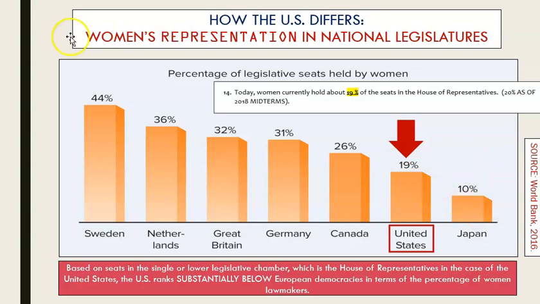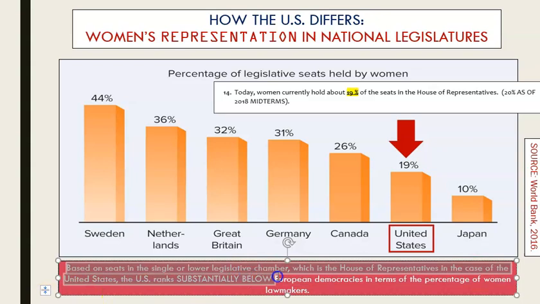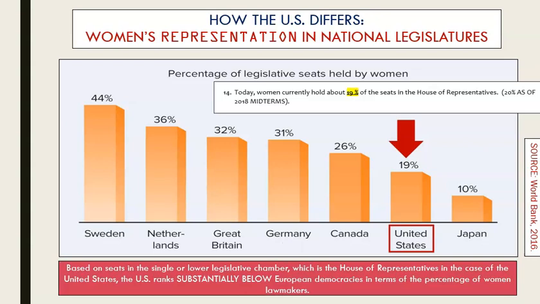I would think that we could move up this ladder, and given the 2018 midterm election results, I would think that we see some progress in that area. So it's going to change based on population and who is voting and turning out to vote. So that's always important. It says, based on the seats in the single or lower legislative chamber, which is the House of Representatives in the case of the United States, the U.S. ranks substantially below European democracies in terms of the percentage of women lawmakers. So we've got a ways to go as far as receiving equal treatment to that of our male counterparts, but I like to think that we will get there.